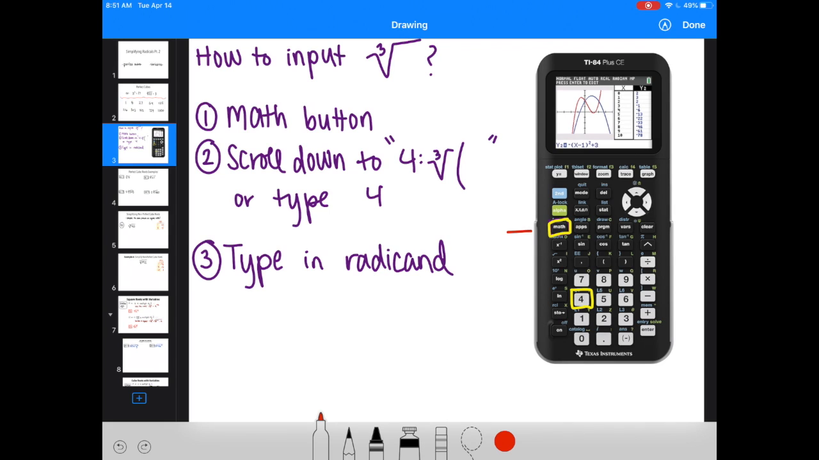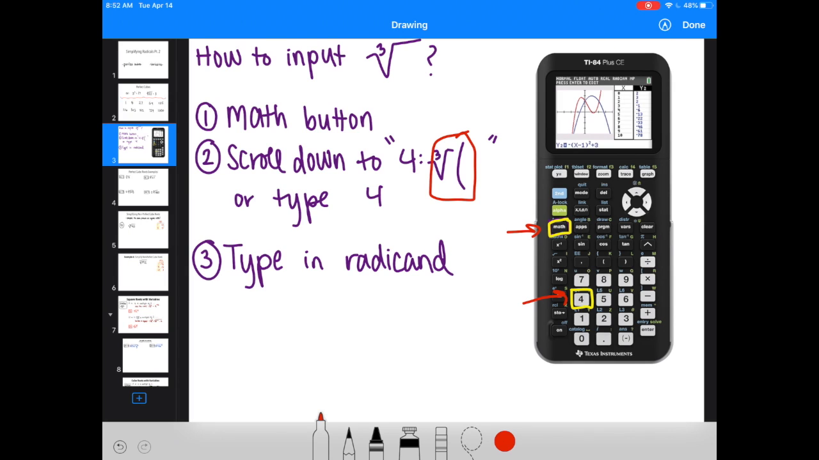There we go. Okay, you are going to click the math button. That will pull up a screen, which I'm pulling up right now, of all types of different operations. So you can enter a fraction, you can enter a decimal, you can take to the cube, or you can take the cube root. So you're going to hit math, and you can either scroll down to number 4 on the list, or you can type in number 4. Once you do that, this cube root with a parenthesis sign will pop up on your screen, and then you can type in your radicand.